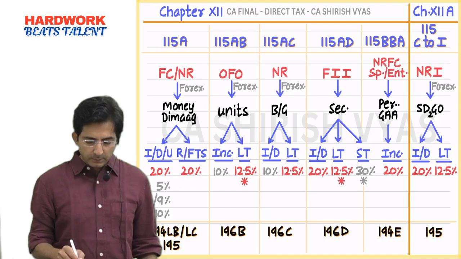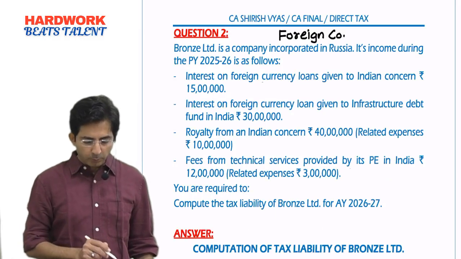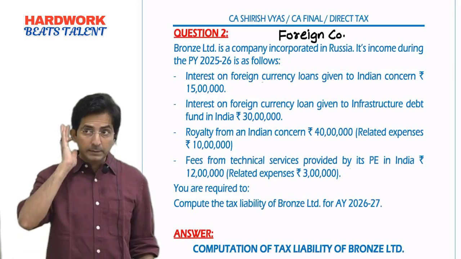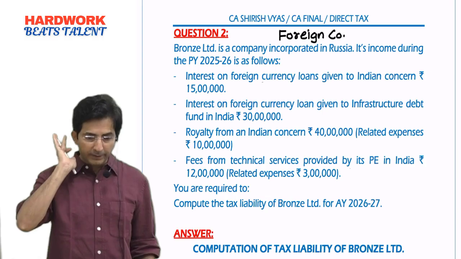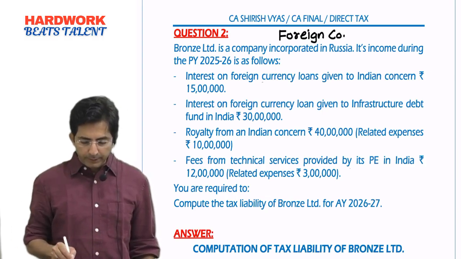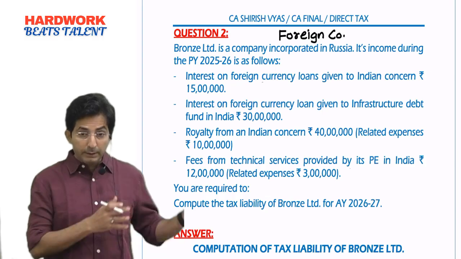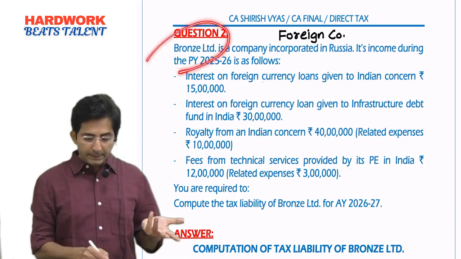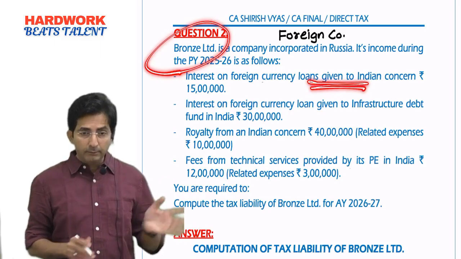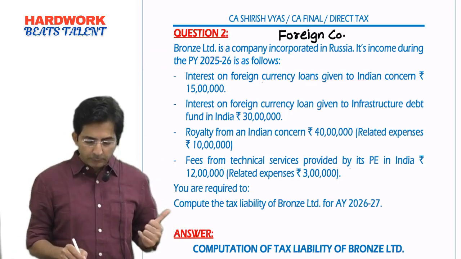Now see what information is provided in the question. Mentally I am set with 115A. Read: interest on foreign currency loan given to Indian concern. Is this income or expenditure? Income, because Bronze has given a loan, and when they give a loan, they earn income from that. So tell me, where does this fit?